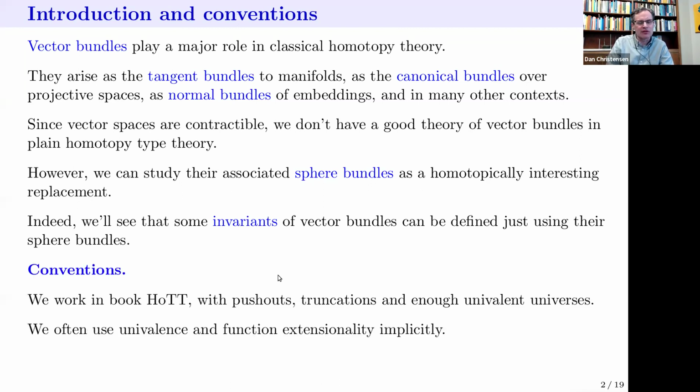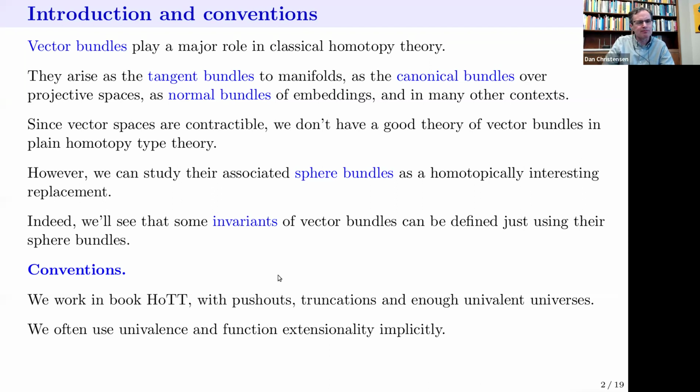Okay, so conventions very briefly. I'm following the HoTT book, usually using book notation. So I'll be using some pushouts, some truncations, and I'll be using a univalent universe or 2. And I'll be using univalence very implicitly. So I'll translate between equivalences and equalities of types transparently. And I'll also be using function extensionality to translate between homotopies and equalities of functions.